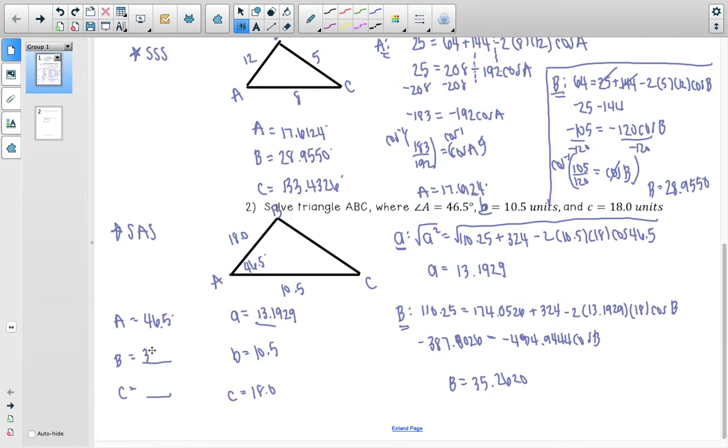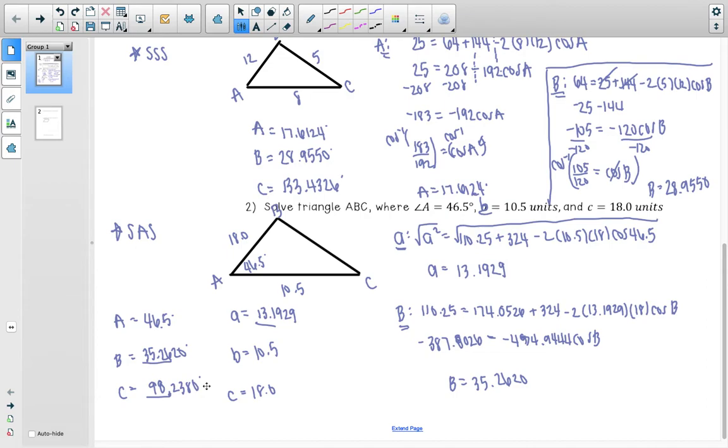Once you get that, you can find this value very easily. You just take 180 minus the 46.5 minus the 35.262, and you get 98.238. I'm going to put a 0 just to show that it is technically to 4 decimal places. All right, so that is example 2.